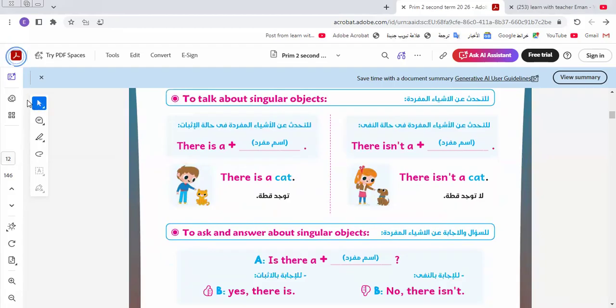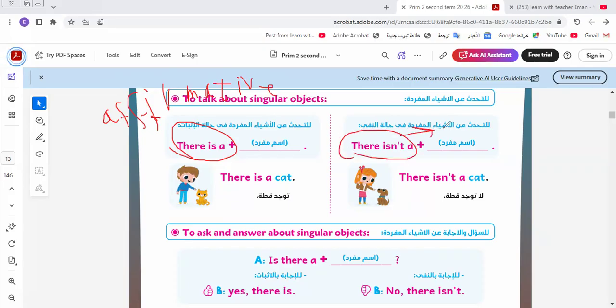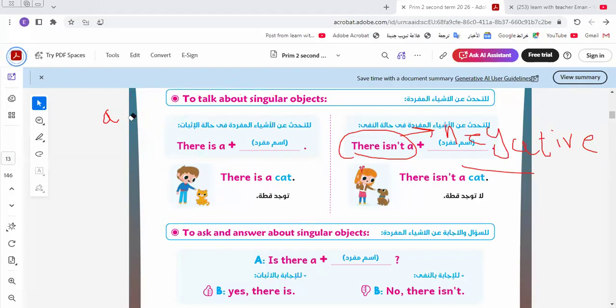We use there is in the affirmative form. When we talk about the negative form, we use there isn't. We use there isn't in the negative form. So here we use there isn't for the negative form and we use there is for the affirmative form. Let's continue the rest of the exercises of the unit.